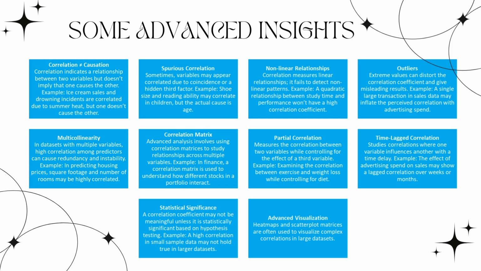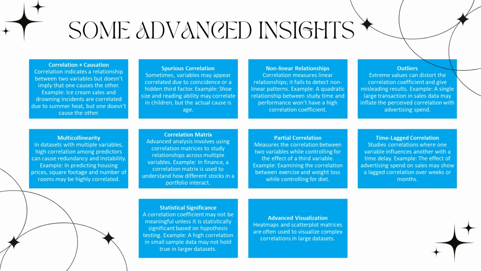Other factors to watch out for include outliers, which can skew results, multicollinearity, where high correlations among predictors cause redundancy, and the need for statistical significance, as small sample sizes might not yield reliable results. To enhance analysis, tools like correlation matrices help uncover relationships across multiple variables, while partial correlation isolates the effect of other factors. Lastly, time-lagged correlations and advanced visualizations provide deeper insights into trends and patterns.